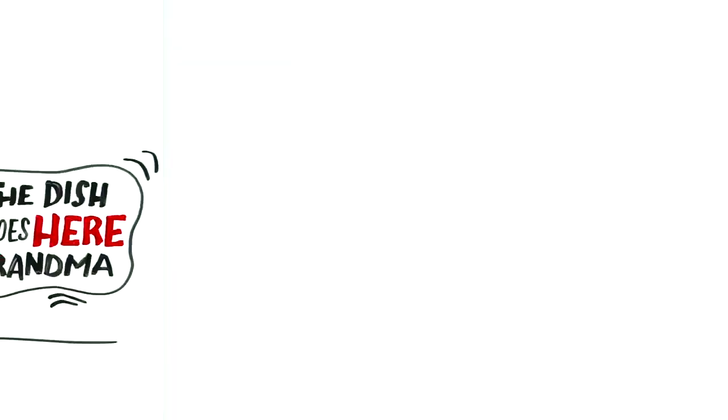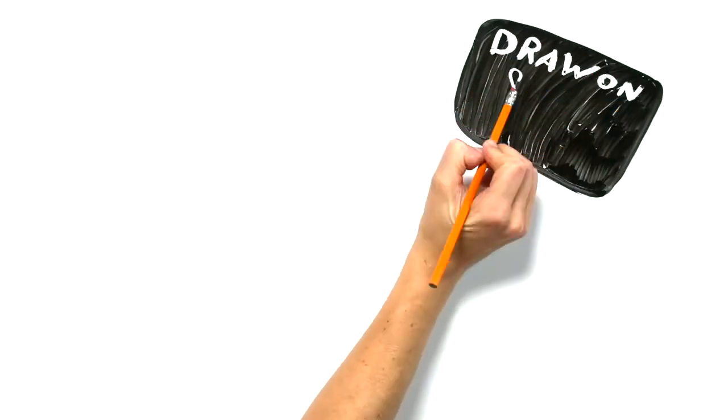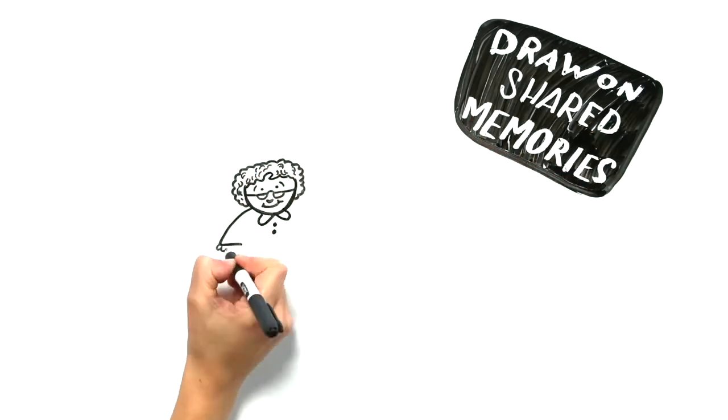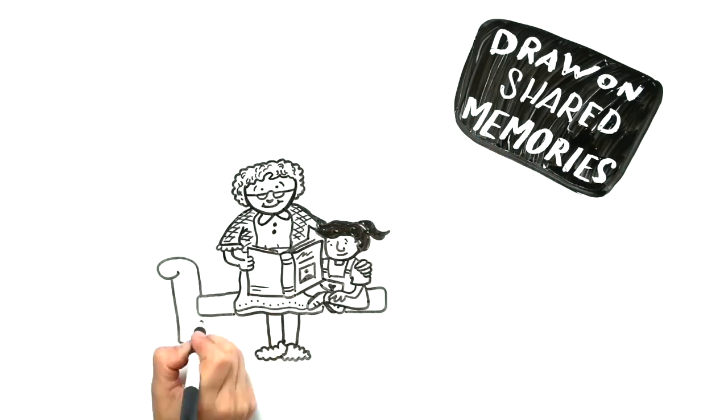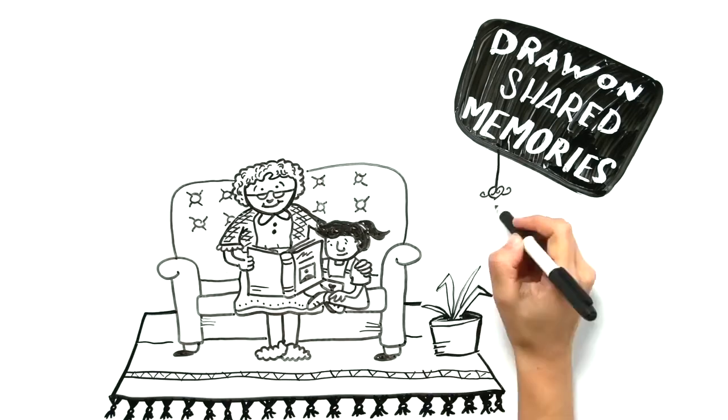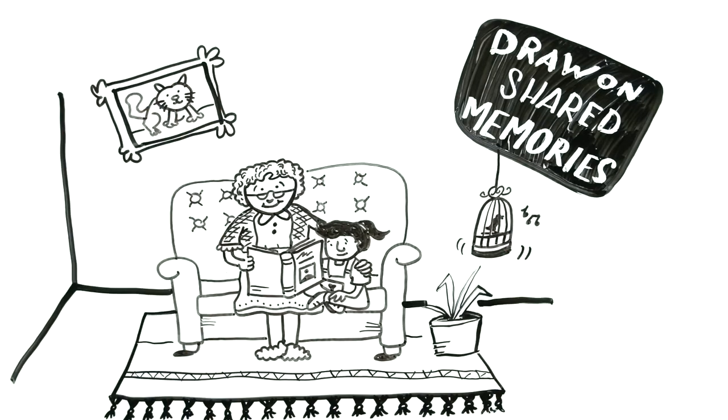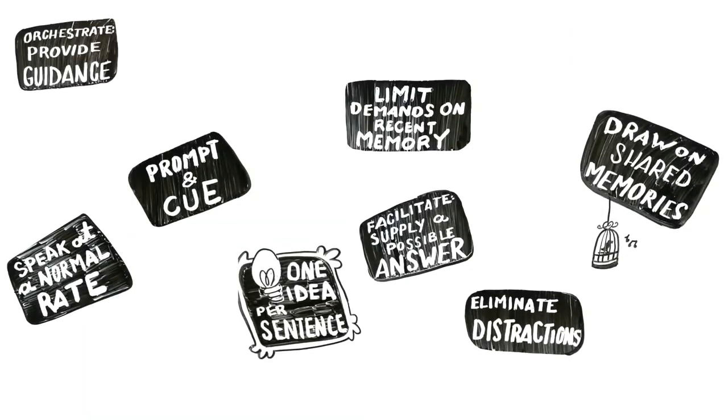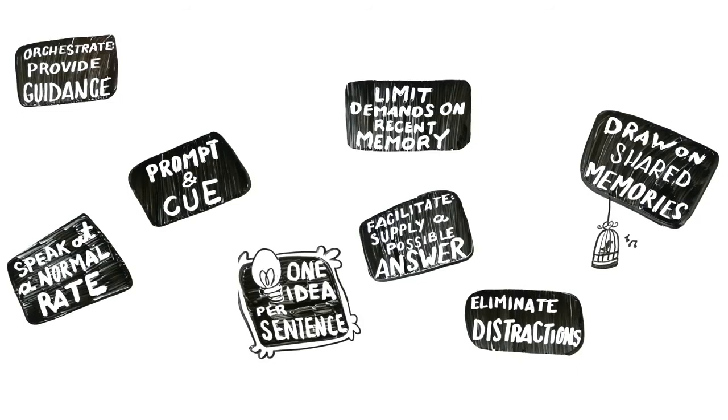Number 5, partner. Draw on shared memories, telling stories with sentences containing simple grammar and one idea. Do an enjoyable activity together. These strategies, among many other useful ones, can be beneficial to your relative with Alzheimer's disease and to your family members.